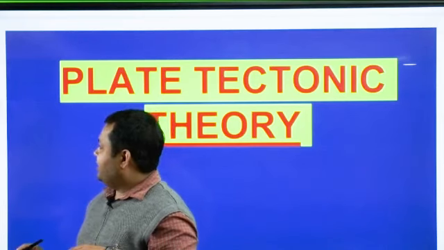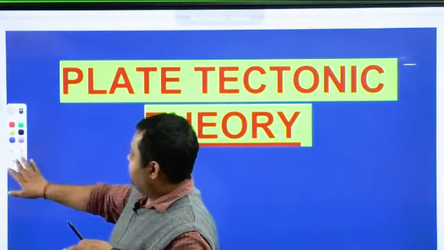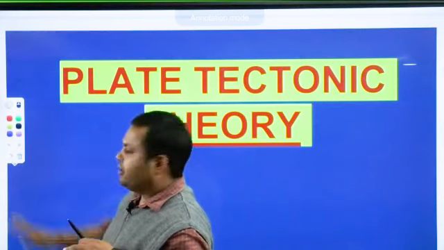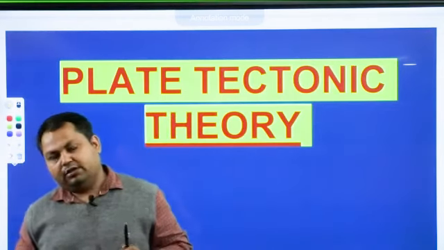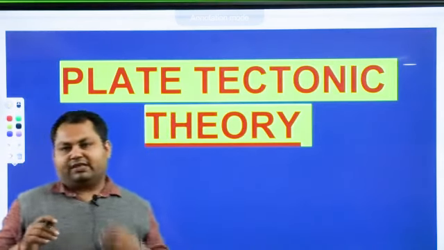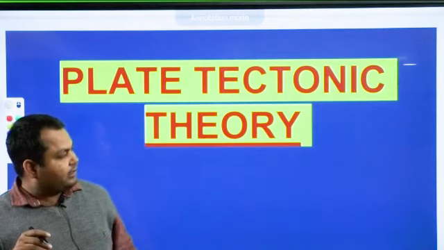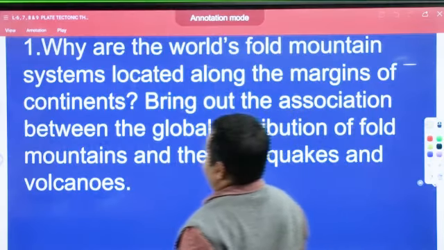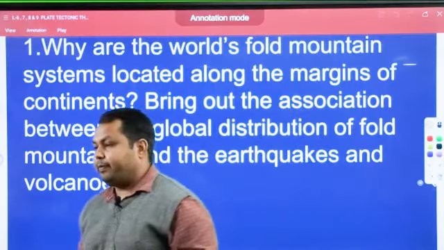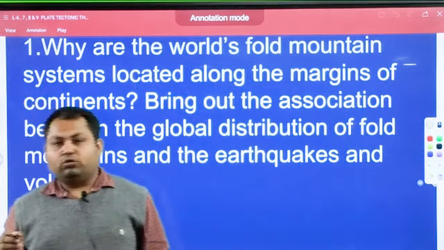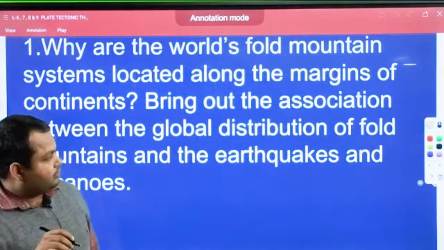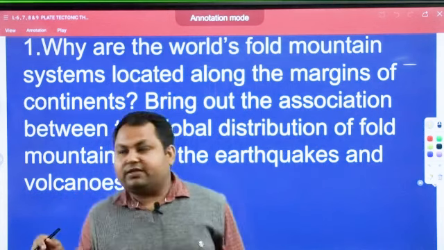Before starting the lecture, I would like to tell you, there have been some questions asked by UPSC in mains examinations. So first of all, you must see those questions asked by UPSC, right? This is the first question asked by UPSC in 2014 mains examinations. Try to read and understand the topic.